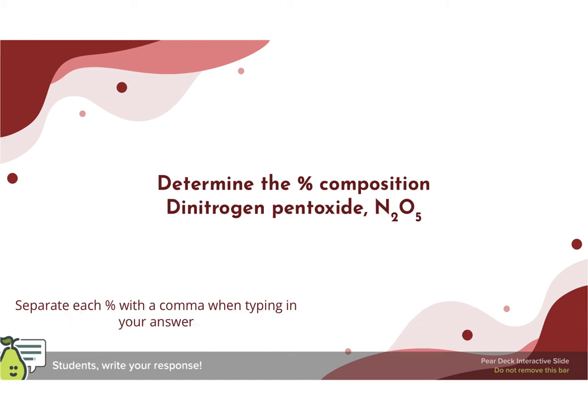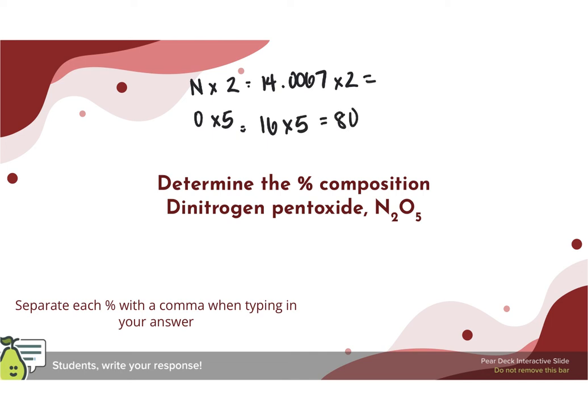Let's do one more together just to make sure that we are on the same page. It's a little bit easier this time because we have dinitrogen pentoxide. So here we've got the nitrogen and we've got the oxygen. There's 2 nitrogens, 5 oxygens, so 14.0067 times 2, and 16 times 5, 80. Altogether, these add up to 108 grams per mole.